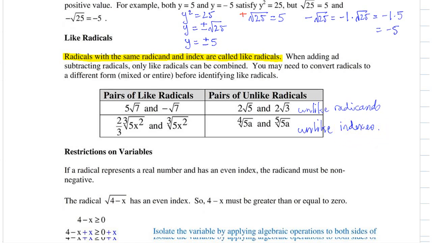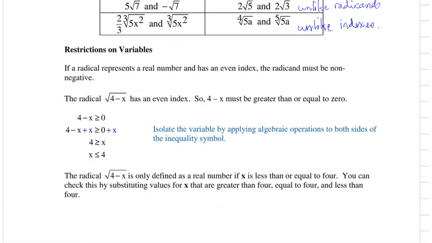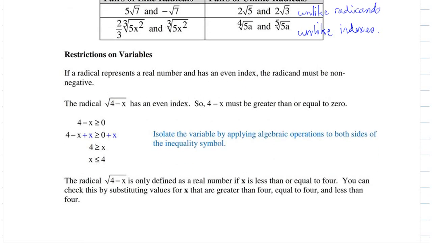Okay, another topic that we need to take a look at before we start working with them are restrictions on variables. Now, the only time that a restriction happens is when you have an even numbered index, because you have an even number index, you can't have a negative number. In other words, your radicand must be non-negative, and what we mean by non-negative is that it can be equal to 0 or greater than 0.